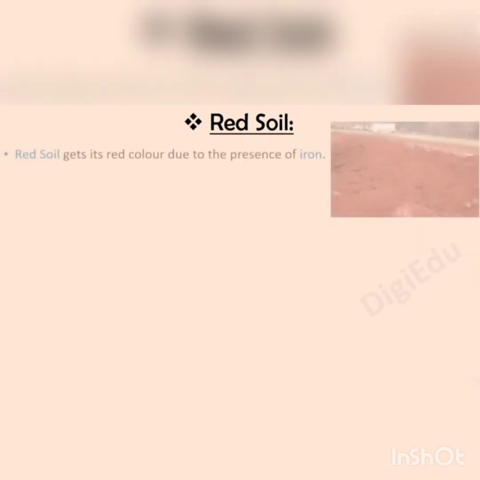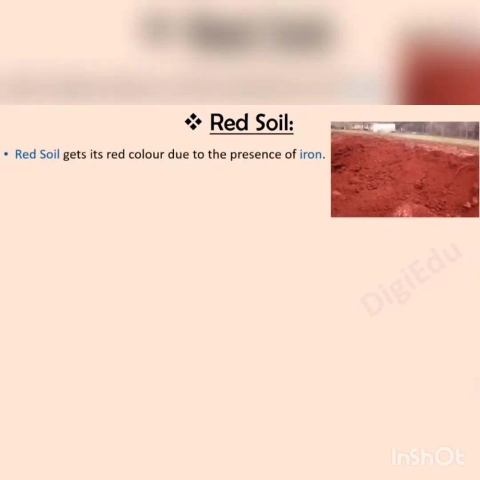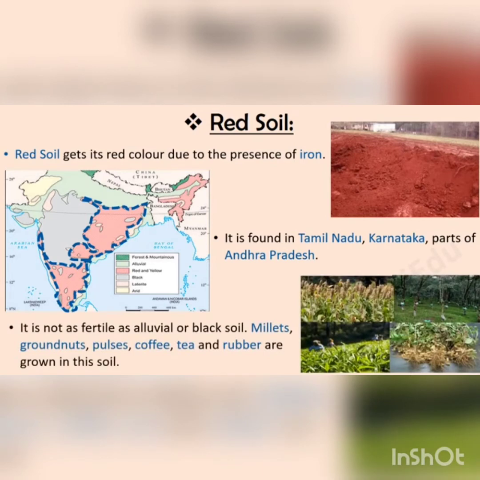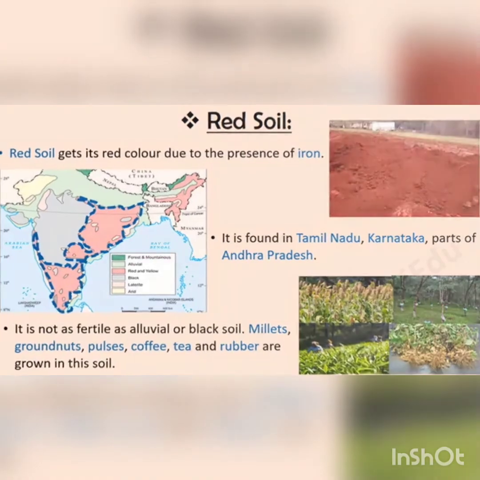Next comes the red soil. Let's talk about the red soil. Red soil gets its red color due to the presence of iron. It is found in Tamil Nadu, Karnataka, and parts of Andhra Pradesh. It is not as fertile as alluvial or black soil. Millets, groundnuts, pulses, coffee, tea, and rubber are grown in this soil. Basically, it is good for growing coffee, tea, and rubber.